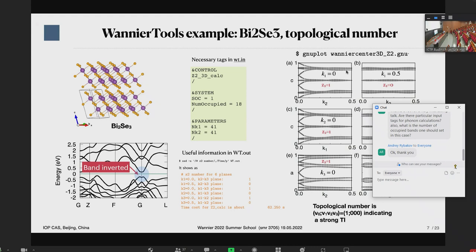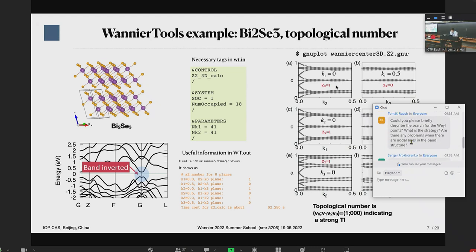Okay, so one question was answered and two new questions were asked. Could you please briefly describe the search for the Weyl points? What is the strategy? Are there any problems when there are node lines in the band structure? Could you briefly describe this?